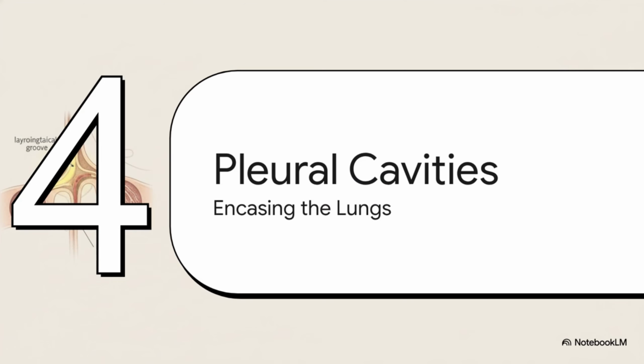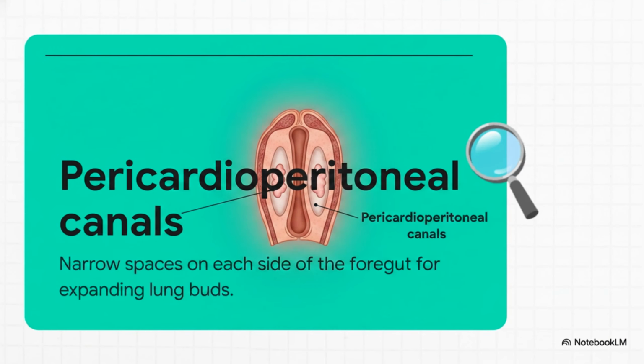And finally, part 5, pleural cavity formation. Let's make sure we have a perfect mental model of the embryological geography here. The body cavity at this early stage is definitely not just a massive open space. The expanding lung buds are actually growing into what we call the pericardioperitoneal canals. These are very narrow spaces situated right on each side of the foregut.